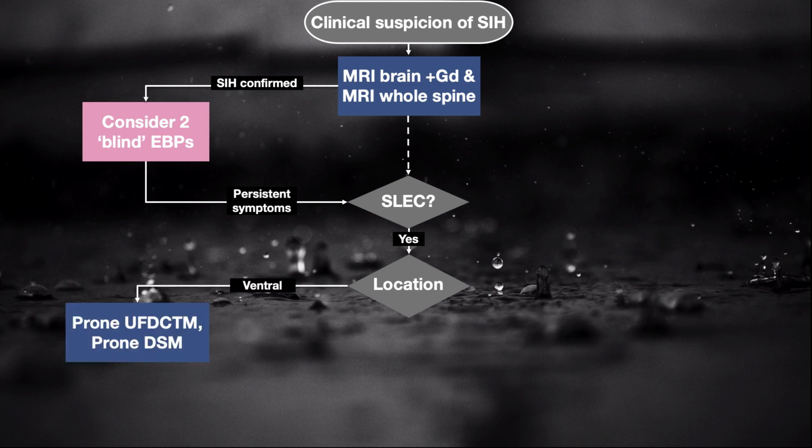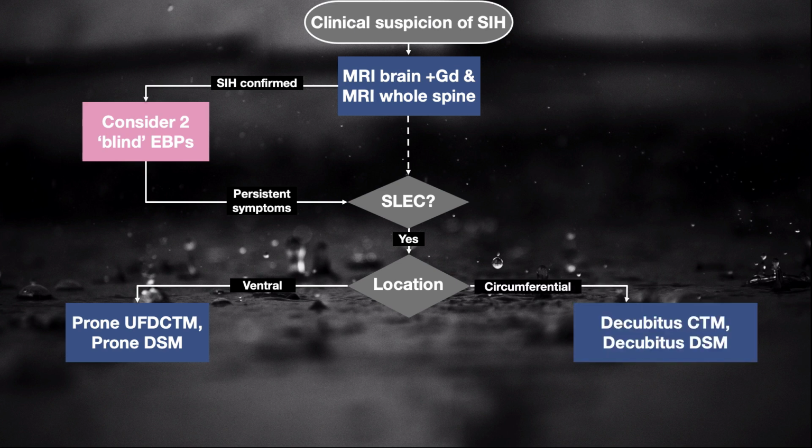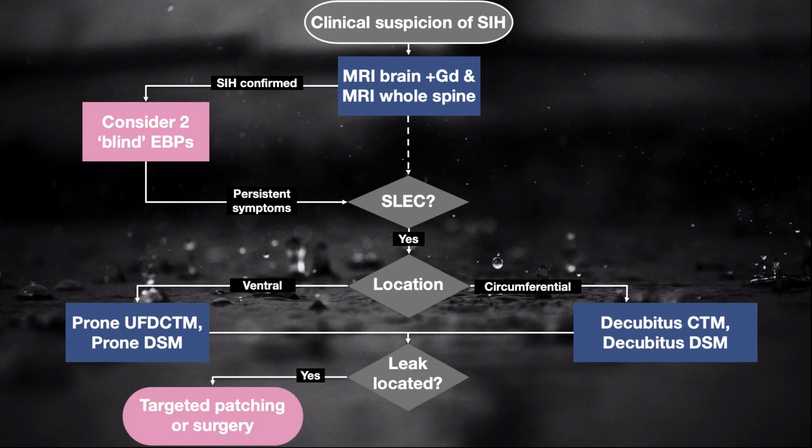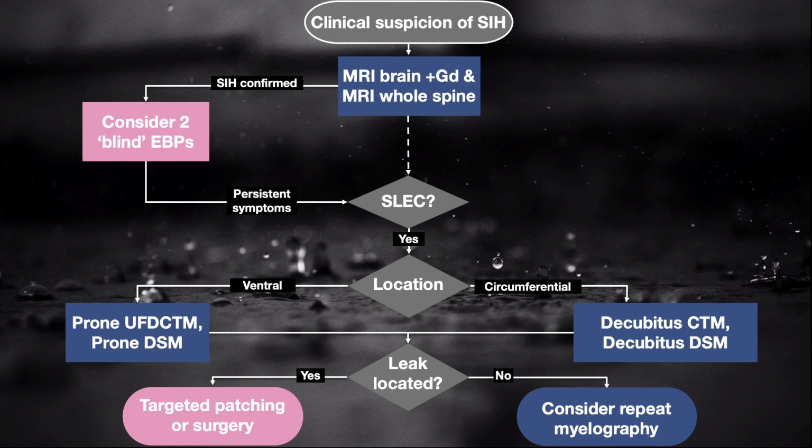Where is that SLEC located? If it's ventral, you're thinking about a ventral dural tear, so do some form of prone dynamic imaging, such as an ultra-fast dynamic CTM or a DSM. If it's circumferential, you could think about decubitus myelography using those methods. If you locate the leak, why not start with targeted patching because it's minimally invasive, but you may have to progress to surgery. If you haven't located it, consider repeating it.